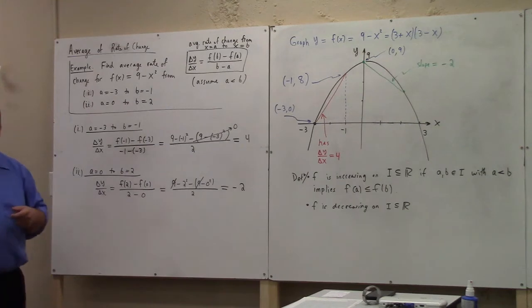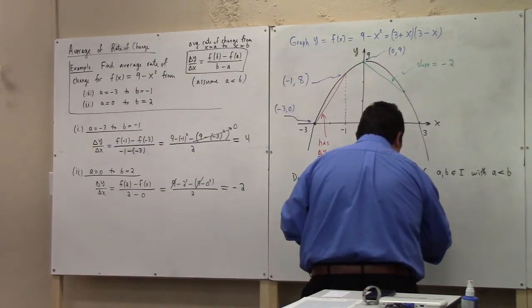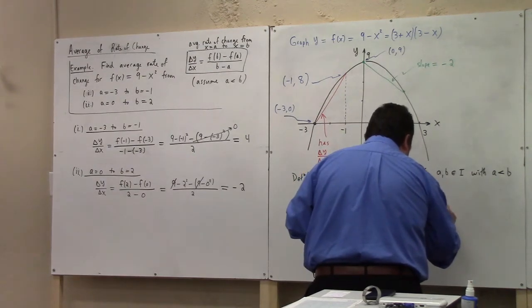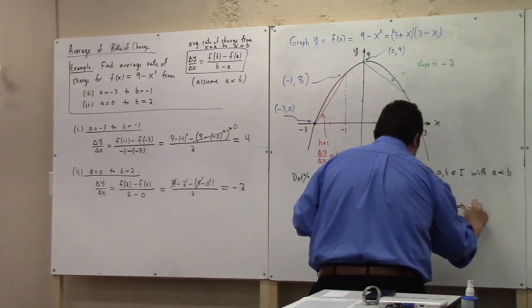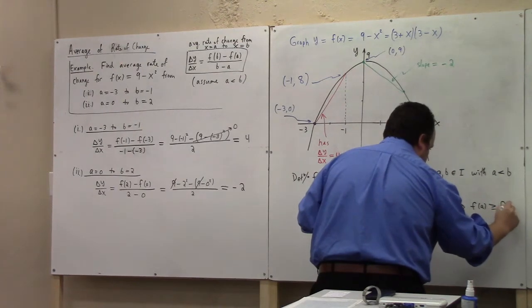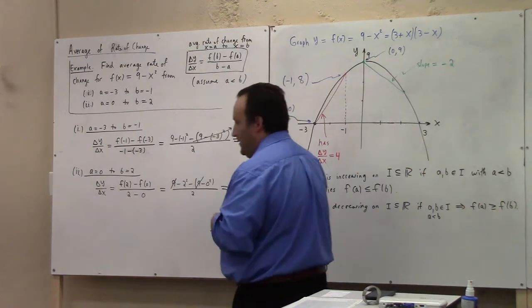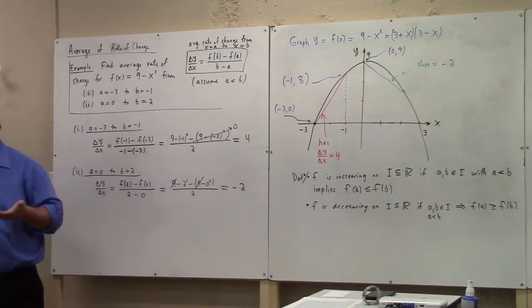In principle, you could talk about I being like a union of two disjoint intervals if you wanted. But when you start looking at that, you get kind of weird things. f is decreasing on I, a subset of R, if for a, b in I with a less than b implies that f of a is greater than or equal to f of b. And that has to be true for all possible pairs in the set I.